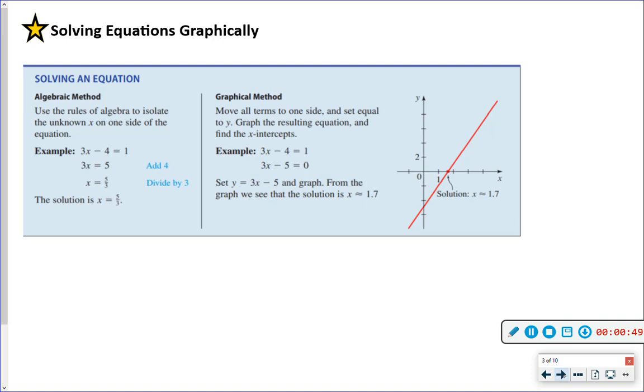So really, we all know how to solve equations algebraically. That's not going to be that stressful. There's nothing too wild there. You might have to use completing the square or the quadratic formula, which is a good review. I'm happy about that. Let's talk about graphically.